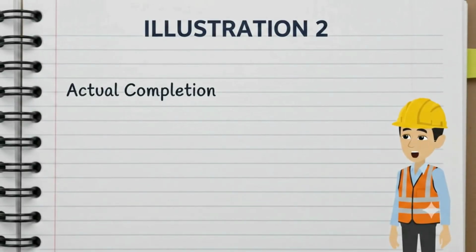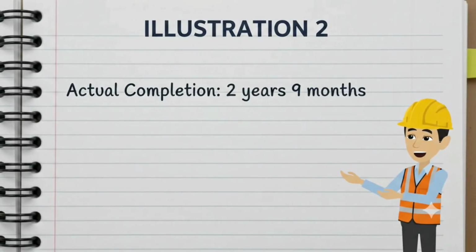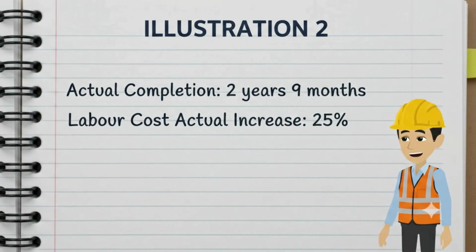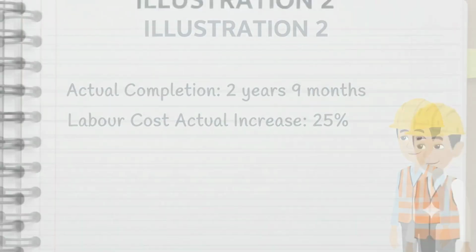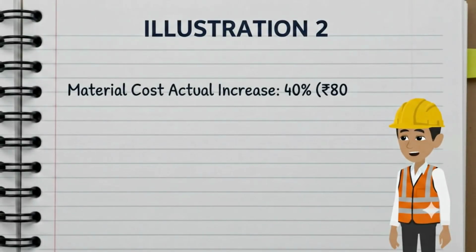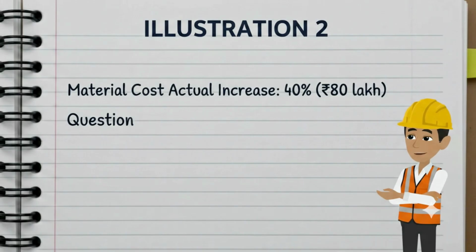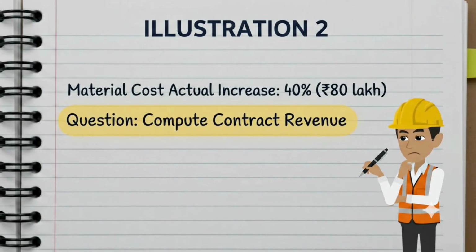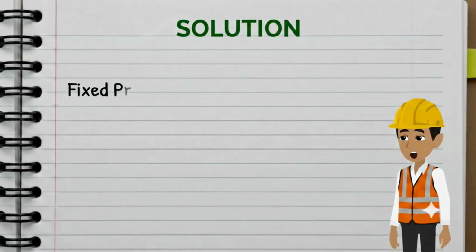In reality, the construction was completed in 2 years and 9 months, well within the incentive window. Labor costs actually increased by 25%. Material costs increased by 40%, an actual rise of 80 lakh rupees. So, what should the total contract revenue be? Let's solve this step by step.